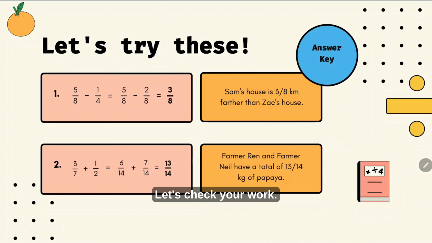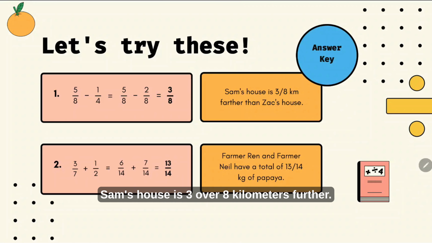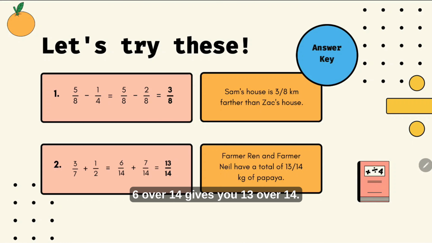Let's check your work. For the first problem, 5 over 8 take away 2 over 8 gives you 3 over 8. Sam's house is 3 over 8 kilometers further. For the second one, 7 over 14 plus 6 over 14 gives you 13 over 14.